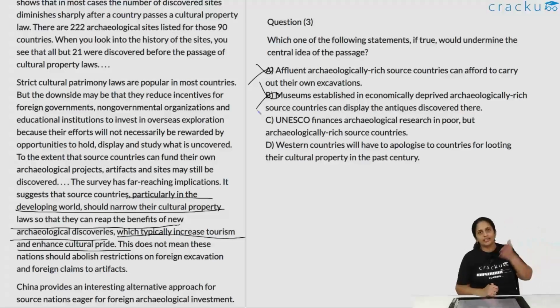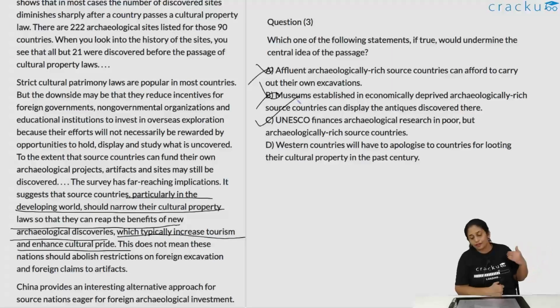But if UNESCO is ready to fund you without getting anything in return, then why should you actually restrict the cultural property laws? If C is true, you need not restrict the cultural property laws, you need not do collaboration with people who want to take them outside your country, because UNESCO is ready to do it for you, and it will not impose the same kind of restrictions that will be required by the foreign investors. So if C is true, the whole point of the author collapses, because you are no longer dependent on foreign investment and foreign interest in your archaeological sites. So if C is true, the entire point is undermined.